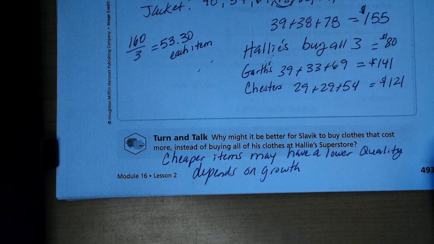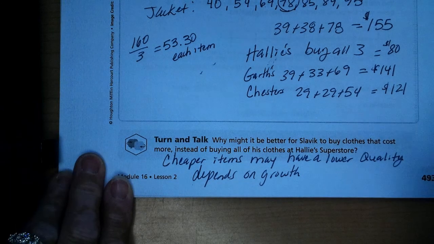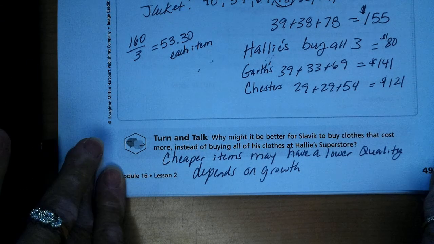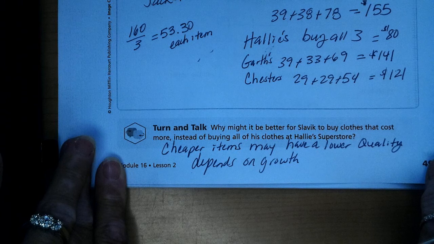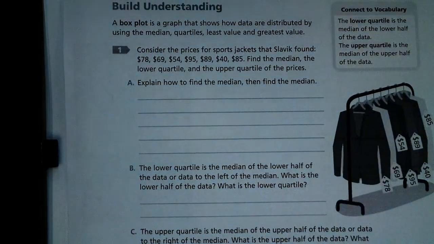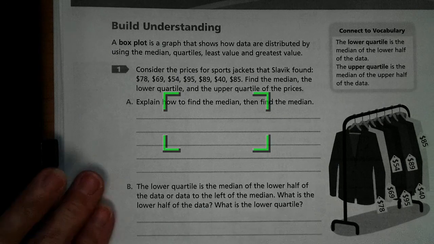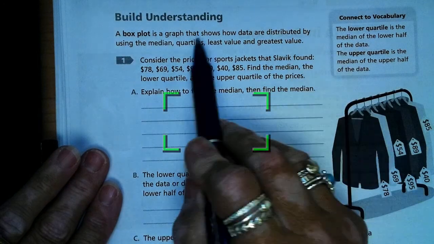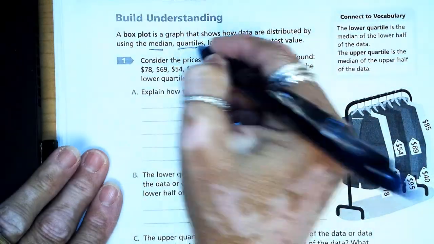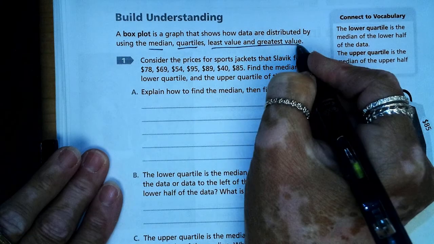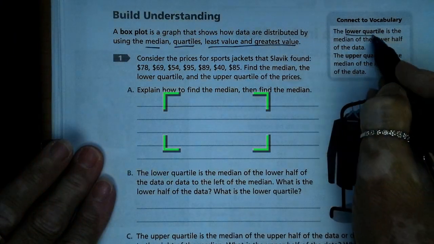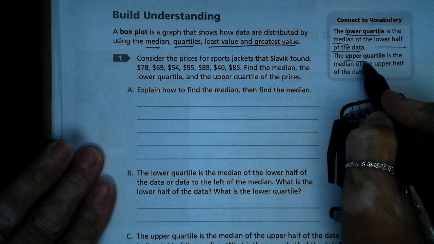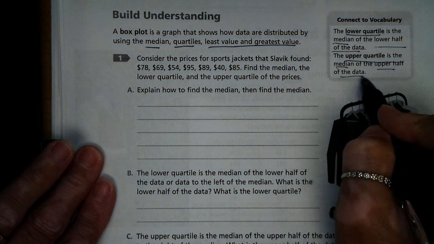All right, so now we're going to look at how do we draw a box plot? How do we get the data to draw the box plots? Am I able to move on, Gia? Are you ready? Okay. All right, so we're going to build that understanding. So a box plot is a graph that shows how data are distributed by using the median, the quartiles, the least value, and the greatest value. So the lower quartile is the median of the lower half of the data, and the upper quartile is the median of the upper half of the data.